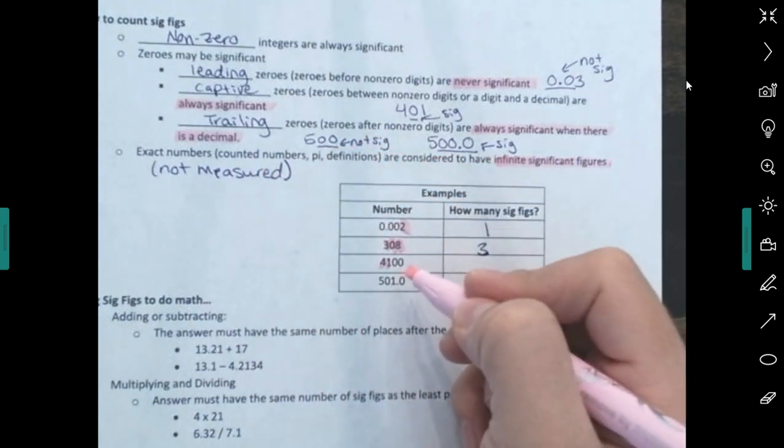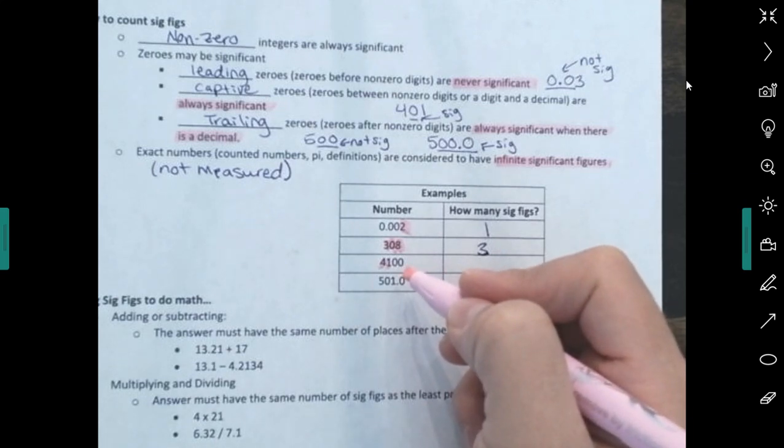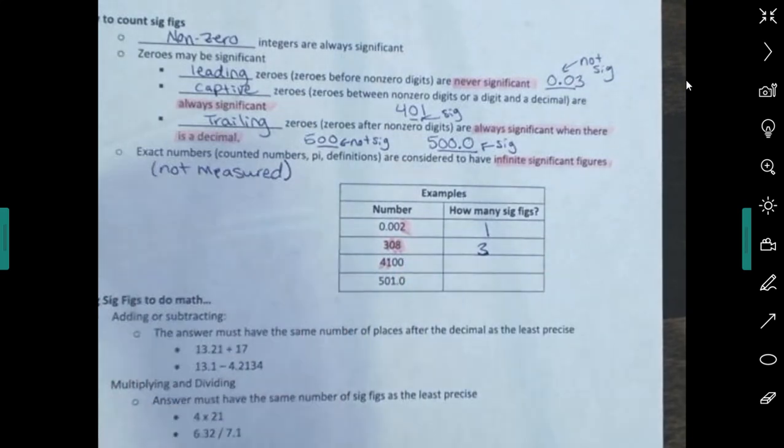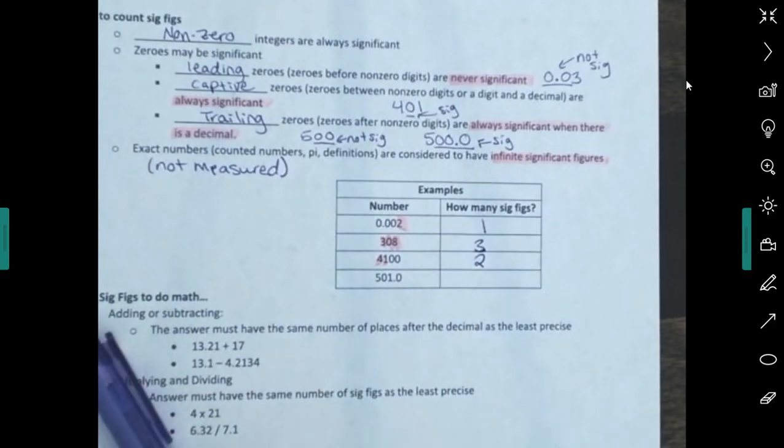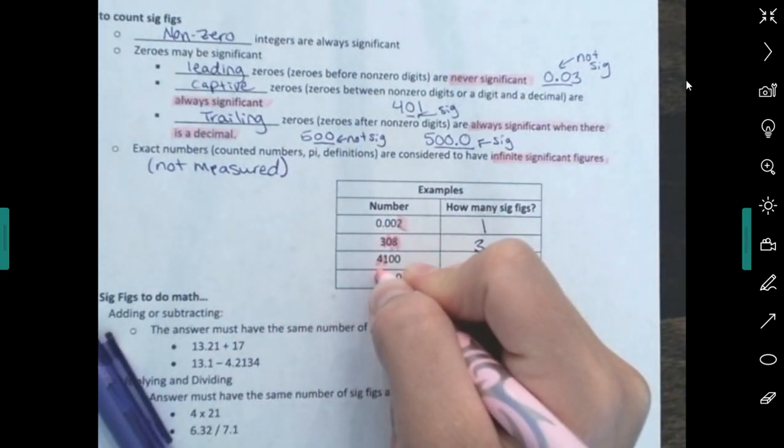Do you see a decimal here? I do not. Therefore, those are not significant. Therefore, these are my only 2 sig figs. Okay? All right, here my 5 is significant, my 1 is significant.